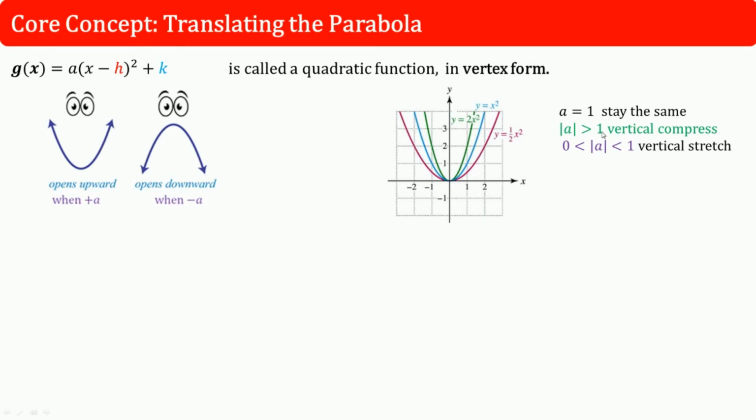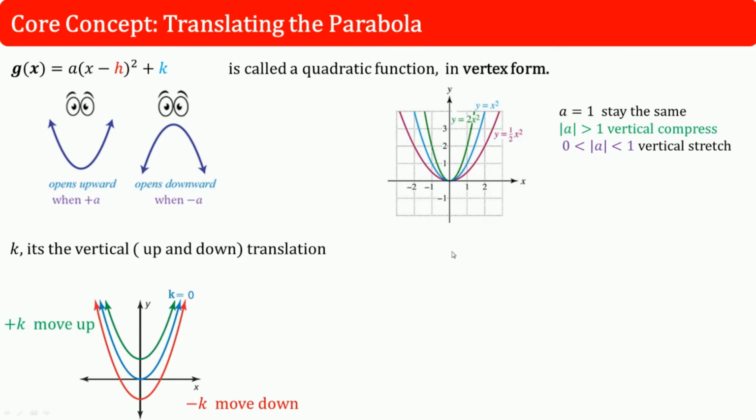If a is greater than 1, there's a vertical compression, which means it comes in and gets compressed. If it is a fraction between 1 and 0, like 1/2, for example, we have a vertical stretch. It gets wider. The k value tells how the parabola moves in the up and down direction. Adding k will move it up, subtracting k will move it down.